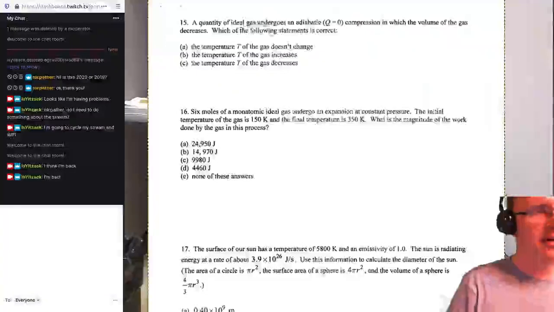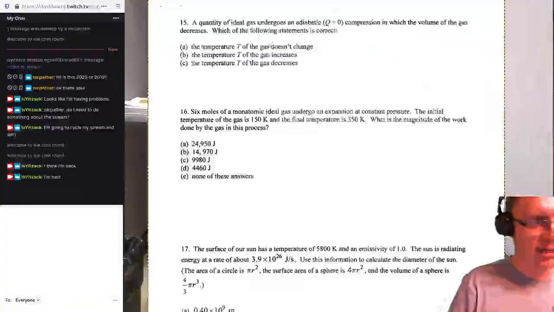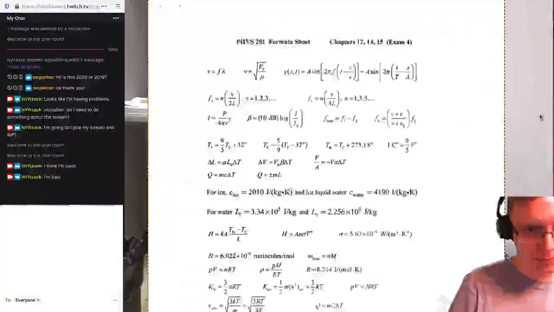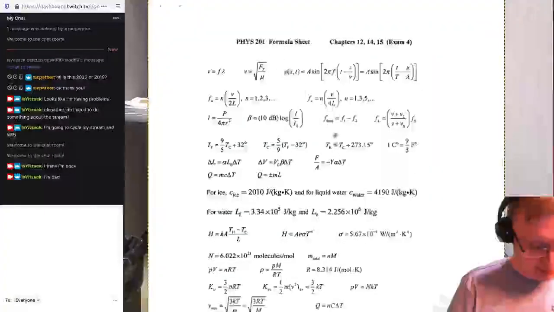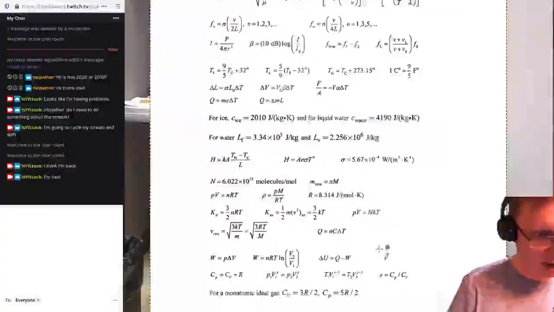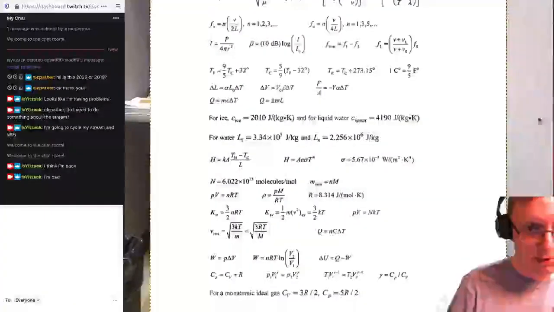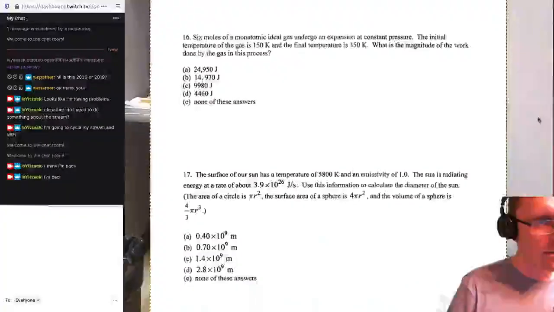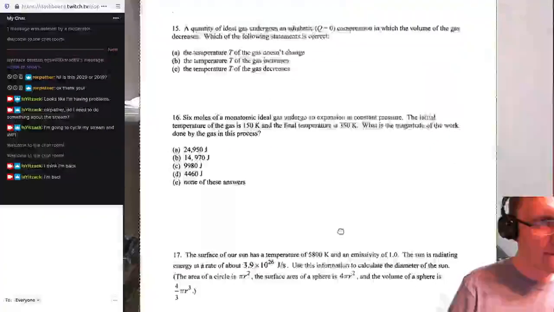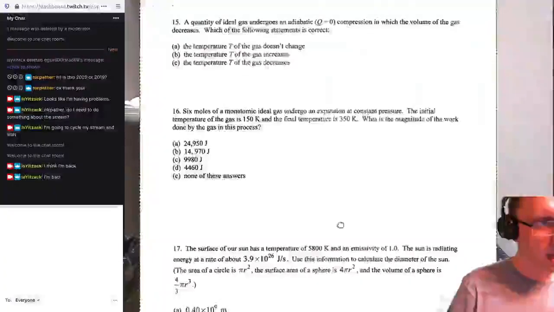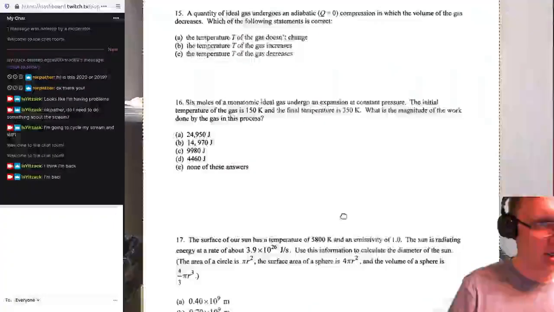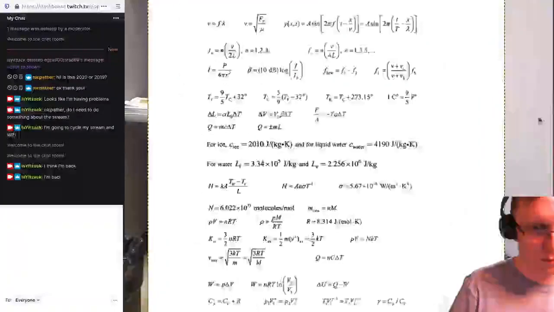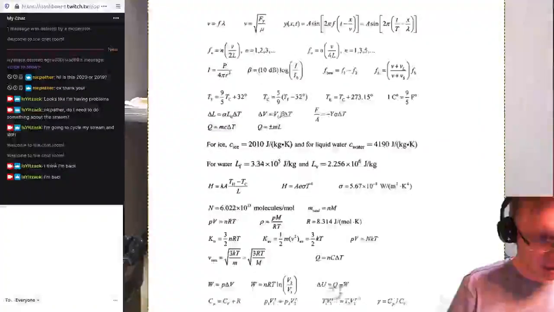A quantity of ideal gas undergoes adiabatic, Q equals 0, compression in which the volume of gas decreases. Which of the following statements is correct? Okay, adiabatic compression. The adiabatic equations are down here at the bottom. It wants to know about temperature, and we are given volume. Temperature and volume. So T V to a number.